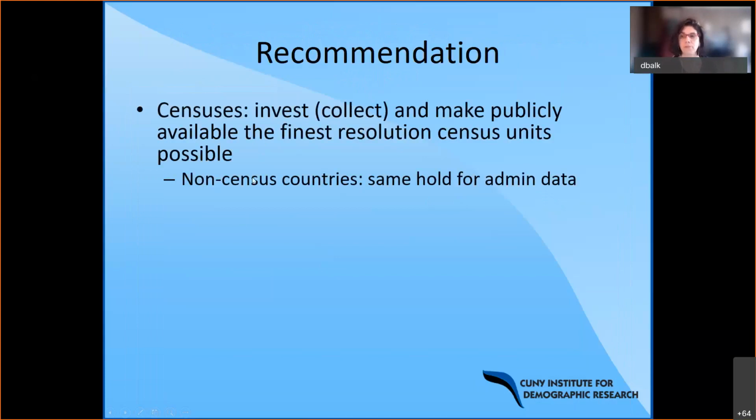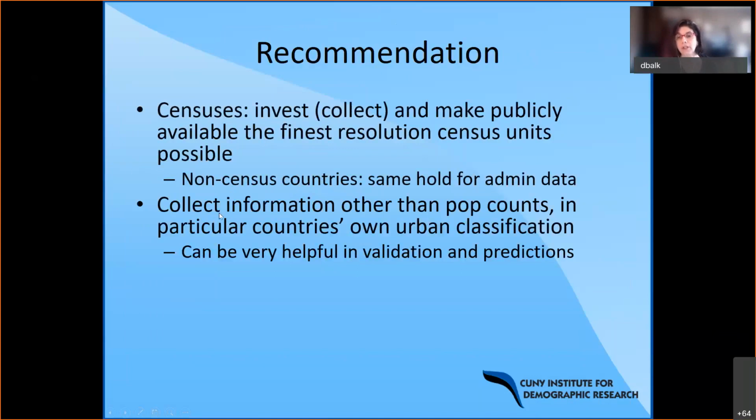And for countries that have moved beyond censuses, the same holds for the administrative or other kinds of surveillance metrics that they may put in place to then create census-like aggregates at fine spatial resolution. I would strongly encourage people who might be here from national statistical offices to collect information other than population counts, in particular the country's own urban classification. Those can be really essential in validation and also in predicting future growth.